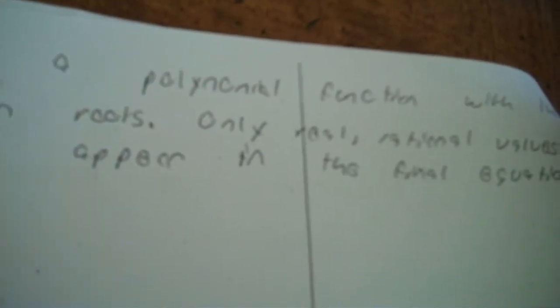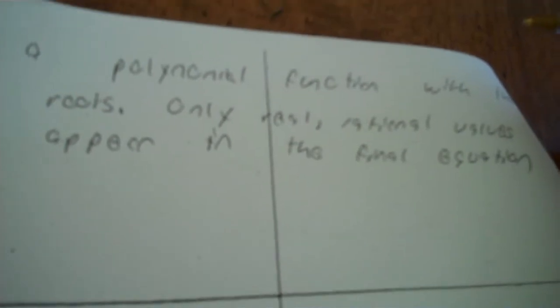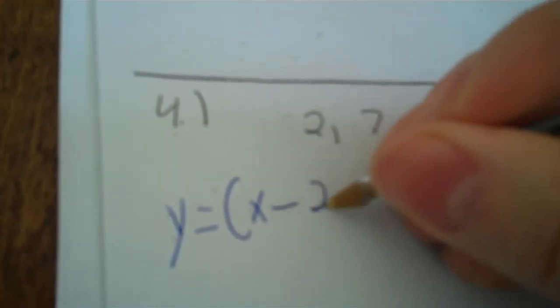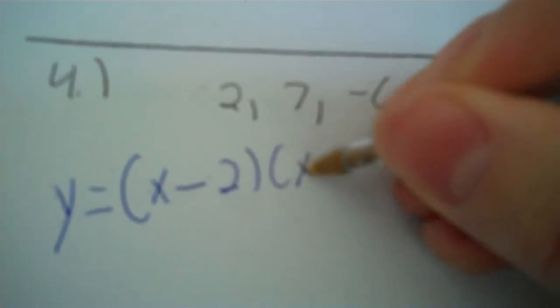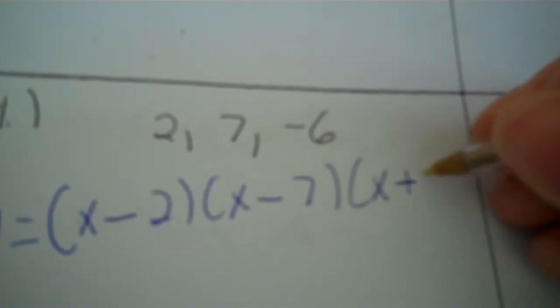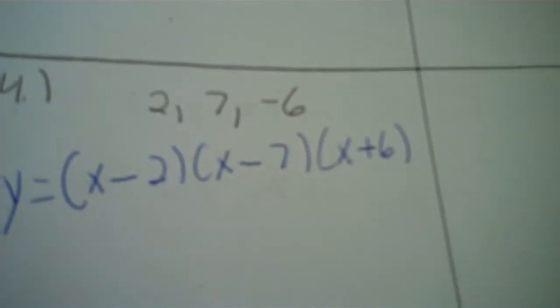Write a polynomial function with the given roots. Only real rational values can appear in the final equation. So all these are real, they're all rational. There's no i's, there's no radicals. So y equals x minus 2, x minus 7, and if it's negative 6, it'll go plus 6.